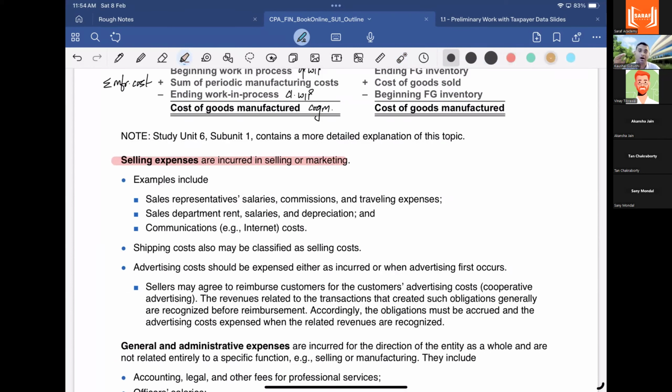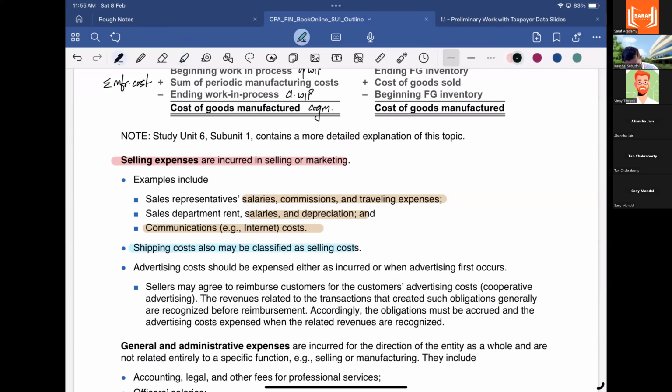Because we want them to achieve a certain target. So if they achieve the target, then of course we have to pay them the salaries, the commissions, and the running expenses, salaries, depreciation, and whatsoever may be, right? So communication costs and all. Shipping costs may also be classified as selling costs, but it should always be the freight outward. It should not be the freight inward.